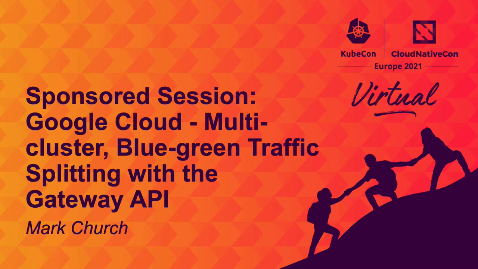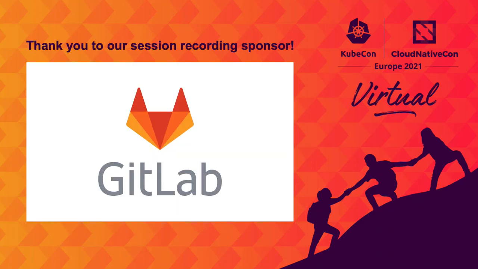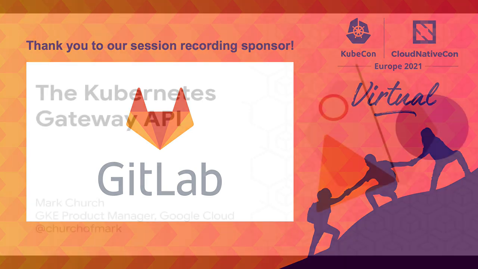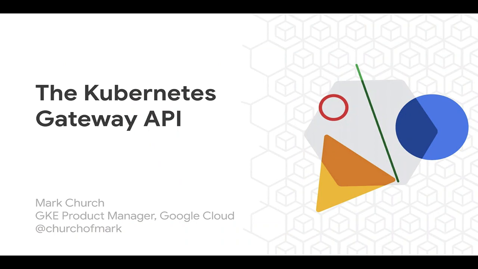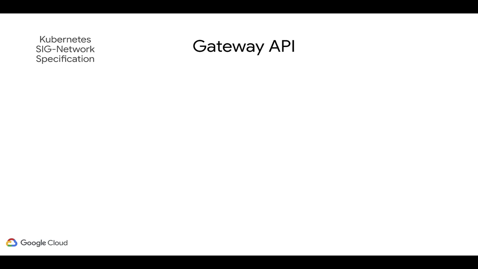Hi, I'm Mark Church, Product Manager from Google Cloud, and I'm here to talk to you about the Kubernetes Gateway API. The Kubernetes Gateway API is an open source specification created in the SIG-Network group for modeling service networking in Kubernetes. So very much like Ingress or service resources, it's intended to up-level and be an evolution for service networking in Kubernetes that is still a generic standard supported by a variety of different companies, projects, and implementations.